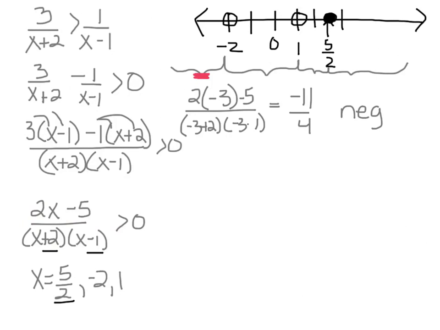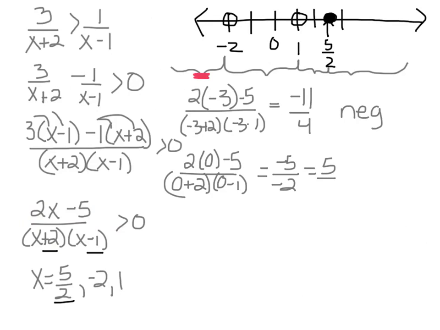Alright, let's plug in something between -2 and 1, and 0 is the easiest thing to plug in. So 2 times 0 minus 5 over 0 plus 2 times 0 minus 1. 2 times 0 is 0 minus 5 is -5. 0 plus 2 times 0 minus 1 is -2, and -5 over -2 is +5/2, so that's positive. I'm going to put a big plus on this interval.